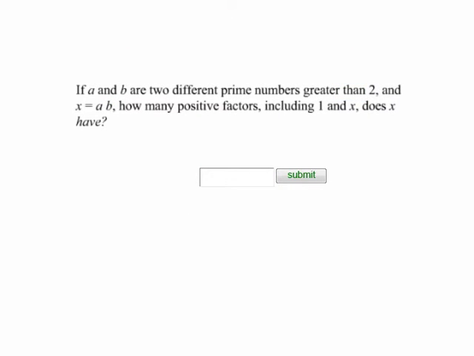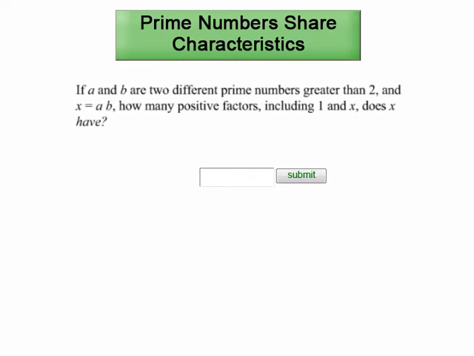Remember that a prime number is only divisible by itself and 1. Now, that being the case, prime numbers share characteristics. In this case, we've got two prime numbers greater than 2, and x equals a times b. How many positive factors, including 1 and x, does x have?